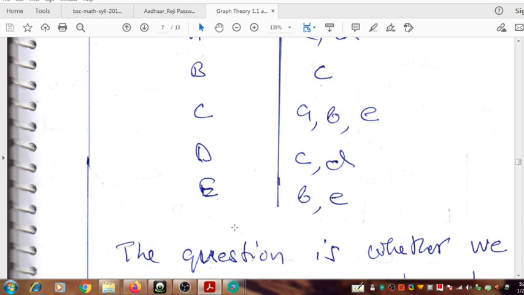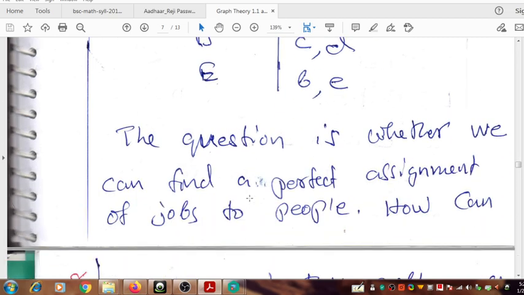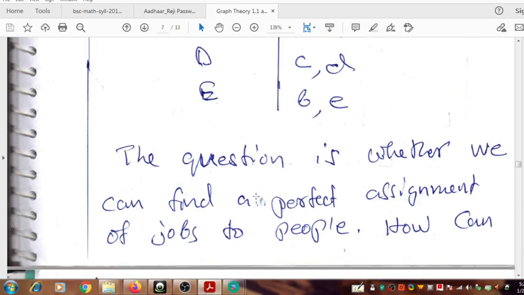And finally, the question is whether there exists a complete and perfect matching for this list of persons and jobs. Does there exist a matching? A perfect matching means every person gets a job from his list of jobs. But in the case of this problem, the answer is no.